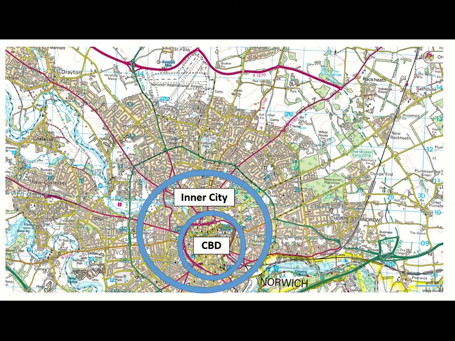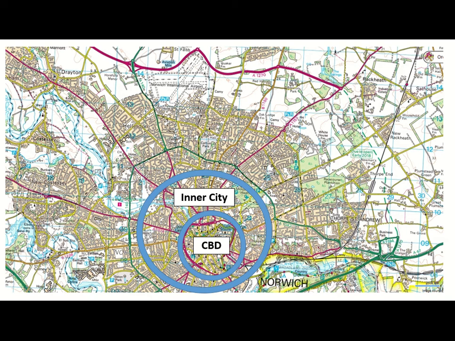So the CBD is followed quite closely by what we call the inner city. Now the inner city is not in the centre, but it's very close to the centre, and that is very much characterised by terraced houses. Terraced houses that were built for people that worked in the CBD or in the city, in maybe factories back in the day.